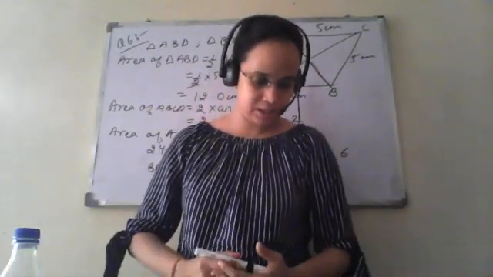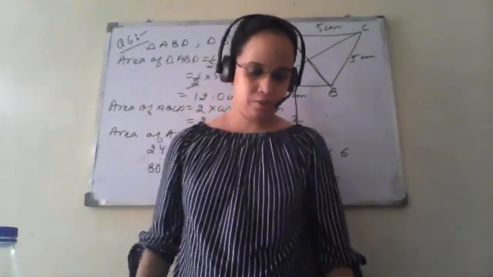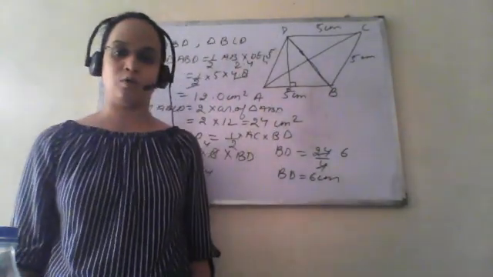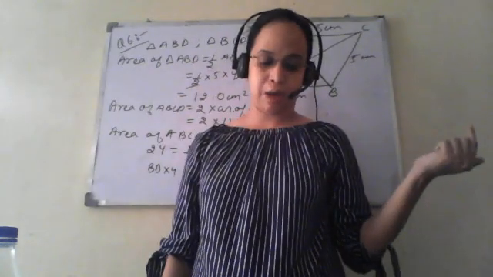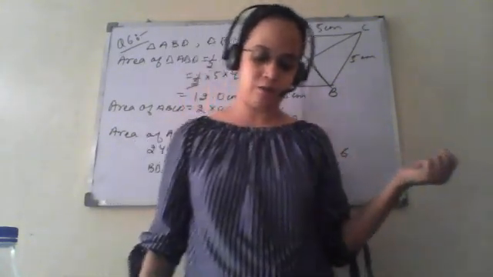I hope this is clear how we have calculated this. First we calculated the area of the rhombus by just doubling the area of the triangle, and then by putting in the formula we calculated the length of the other diagonal.